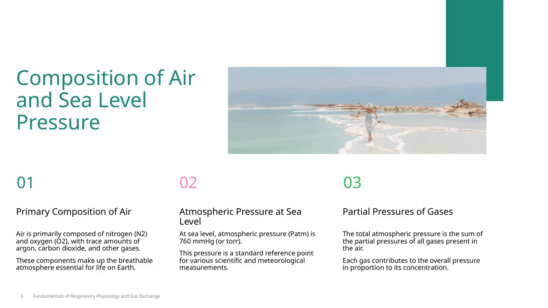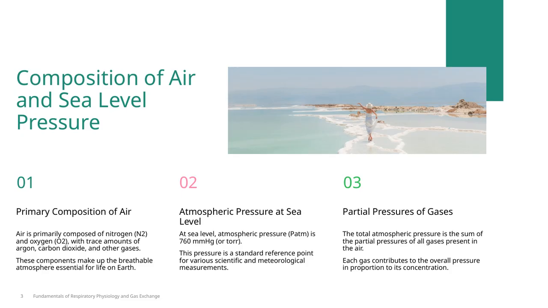Moving on to the primary composition of air, it's mostly nitrogen and oxygen. These two gases make up the bulk of what we breathe every day. There are also trace amounts of argon, carbon dioxide, and a few other gases, but nitrogen and oxygen are the main players. They form the breathable atmosphere that supports life on Earth.